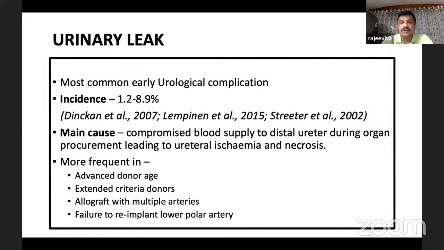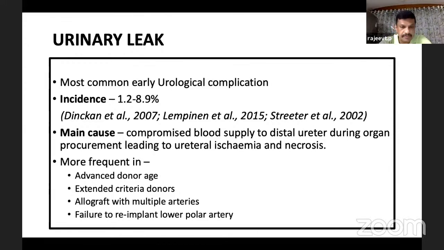Now coming to the next common complication found in the recipient, which is urinary leak. It is one of the earliest urological complications. Incidence is 1.2 to 8.9%. And what is the cause of this urine leak? The main cause is supposed to be compromised blood supply to the distal ureter. This happens during the procurement. And because of the compromised blood supply to the distal ureter, this may lead to ureteral ischemia and ultimately necrosis of the distal ureter.